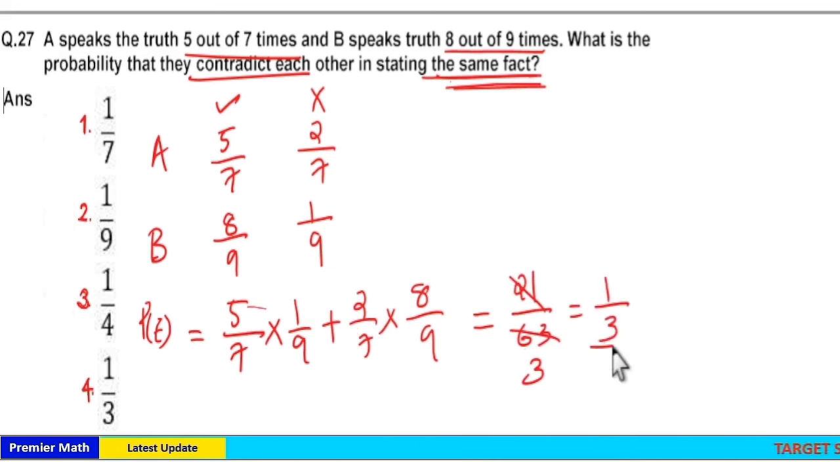So 1 by 3. Every 1/3 time they contradict each other. Option 4 is your answer.